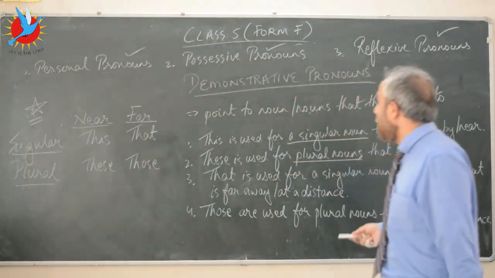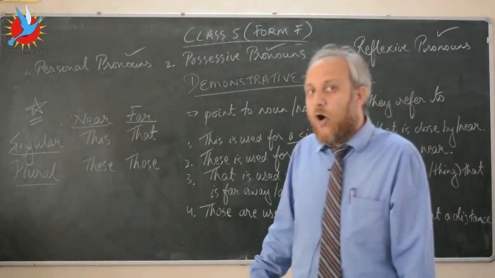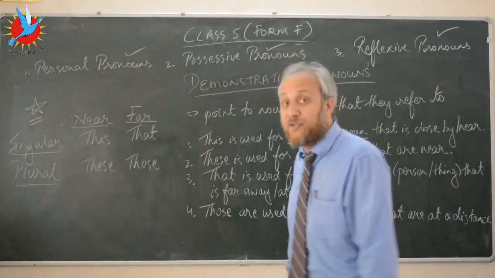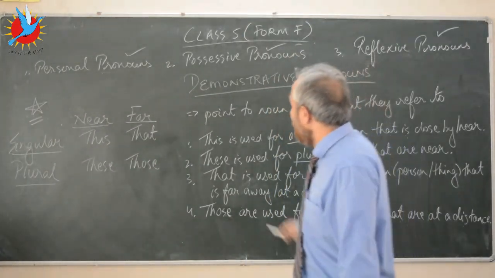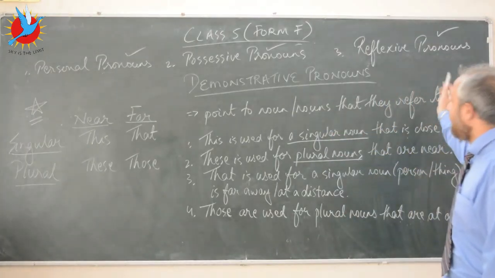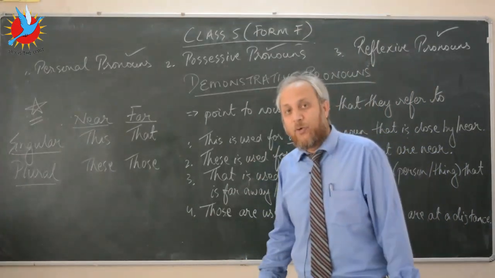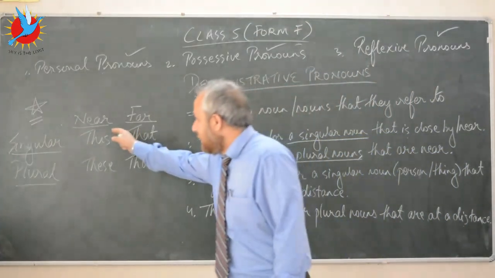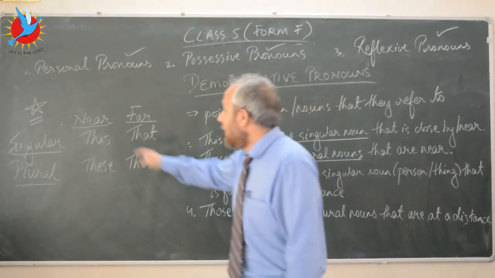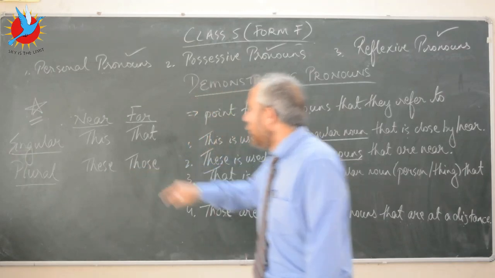Okay, demonstrative pronouns, let's start with the definition first. What is the definition of a demonstrative pronoun? Well, demonstrative pronouns point to the noun or nouns that they refer to. And there are four demonstrative pronouns. I've written them for you on the board. They are this, that, these and those.